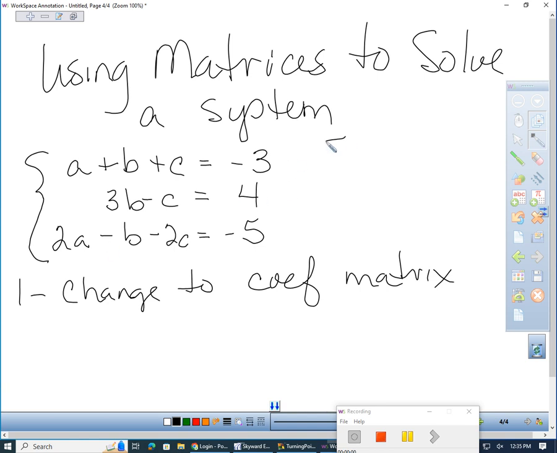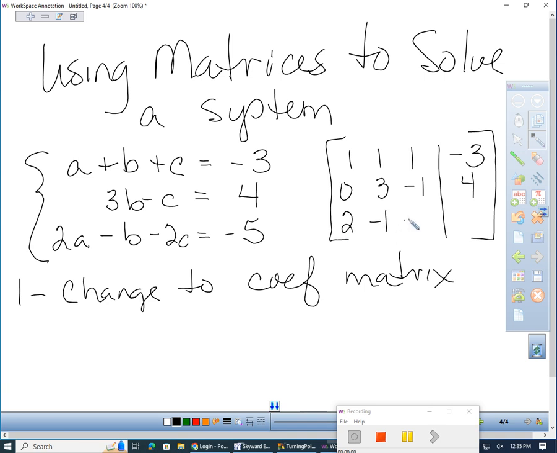All right, so as a coefficient matrix, we have what across the top? 1a, 1b, 1c, and it equals? Good. All right, next one I have 0 a's, 3 b's, negative 1c, and it equals 4. Last one, we have 2. Good. Perfect. All right. So step 2, we're going to go into our calculator.